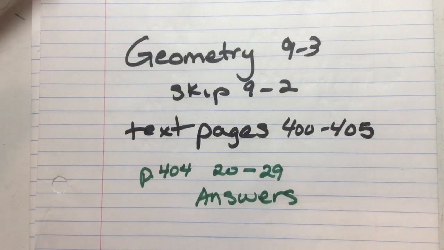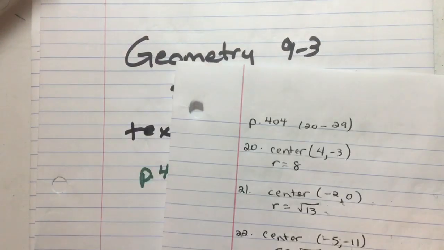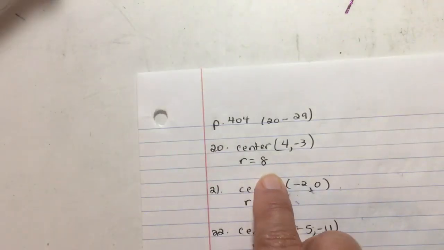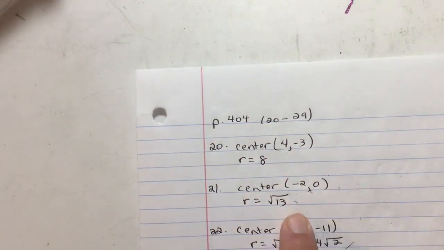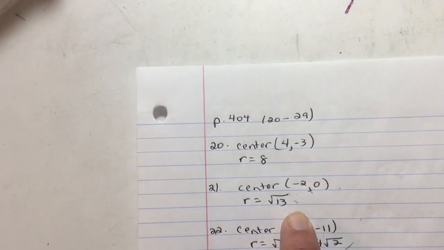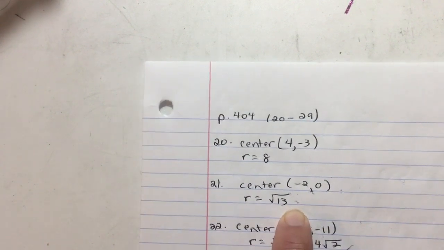Okay, if you've completed the 9-3 homework, let's start going over the answers. Number 20 has a center at (4, -3) with a radius of 8. 21 has a center at (-2, 0) with a radius of radical 13. Please don't approximate that.